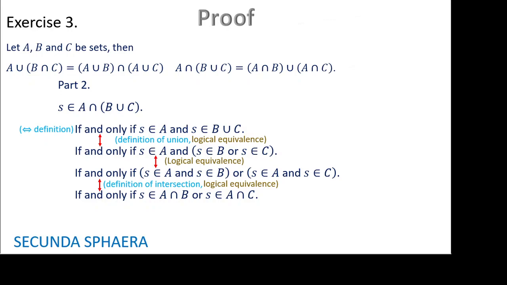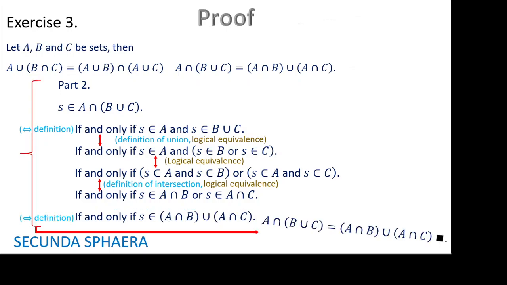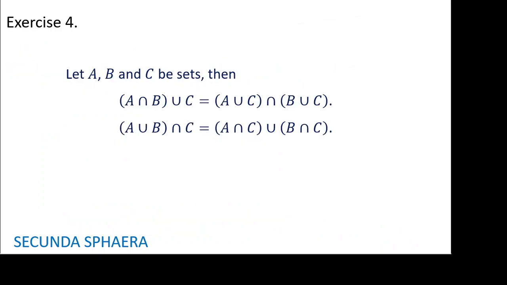And here we can use just the typical definition of union. So if and only if S is in A intersection B union A intersection C. This is our entire argument connected by equivalences. So this gives us the equality that we want. And this would be it for part number 2 of exercise 3. And this would solve exercise number 3, the two parts.